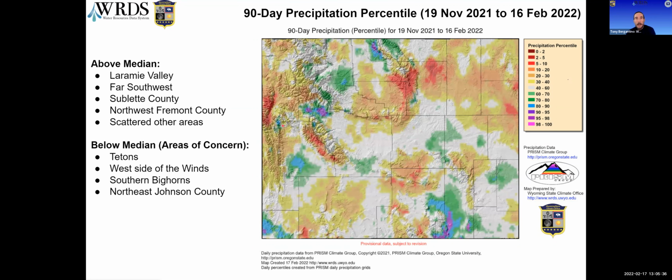This is that same map, but looking at a 90-day period, and it seems pretty scattered here. A lot of grayish, which is precipitation right about the median. A few wetter areas down here in Uinta, Laramie Valley, up here again in the northern Bighorns, and in northwestern Fremont County, some in Sublette County. But a few areas in the southern Bighorns, northeastern Johnson County, the western side of the Winds and the Tetons show some pretty good precipitation deficits, even at 90 days.